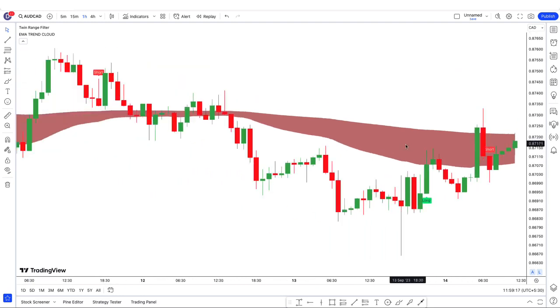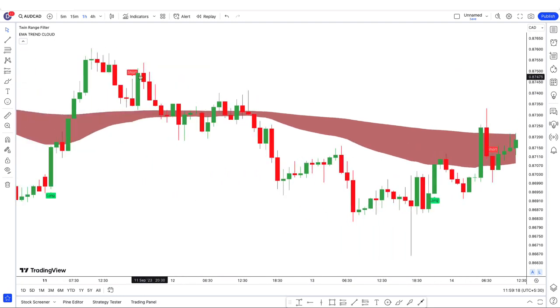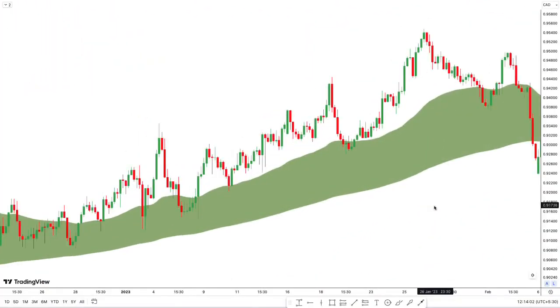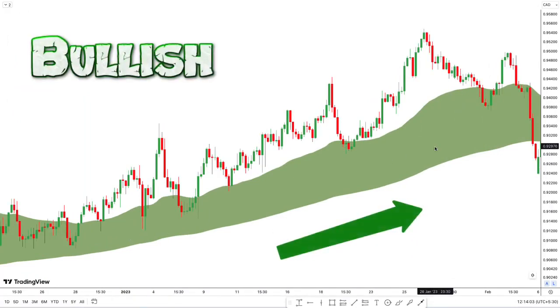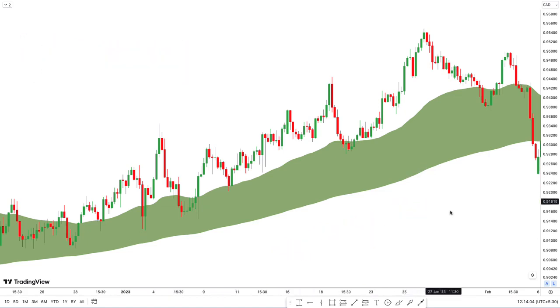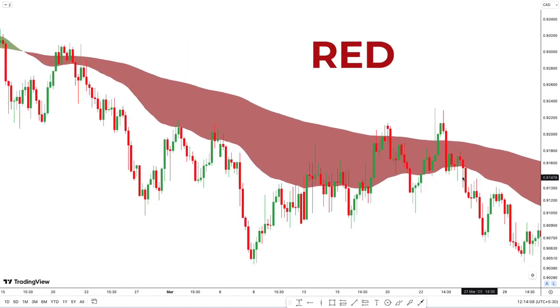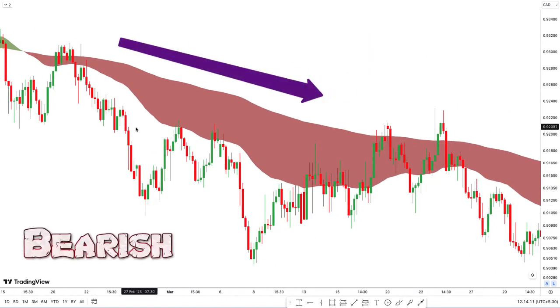Now, these 3 indicators are going to work in conjunction to give us a simple yet profitable trading strategy. The EMA Trend Cloud is going to be used for that trend identification. When it's colored green and the price is trading above it, that is a bullish trend. When it's colored red and the price is trading below it, that is a bearish trend.